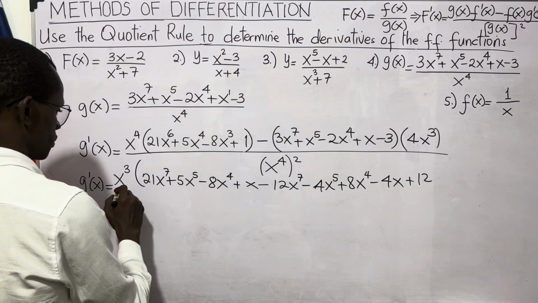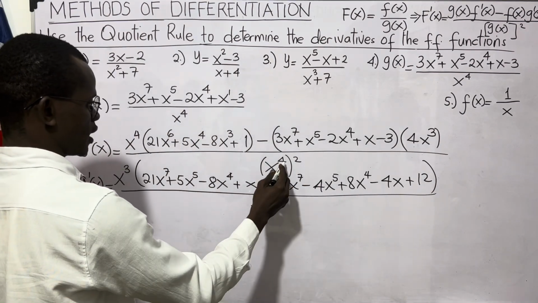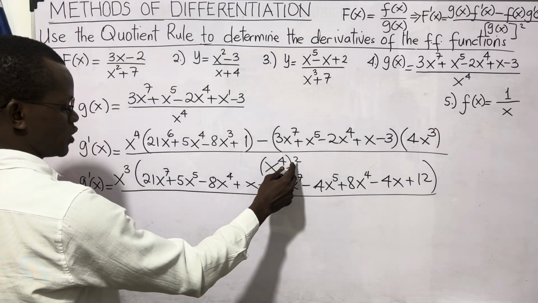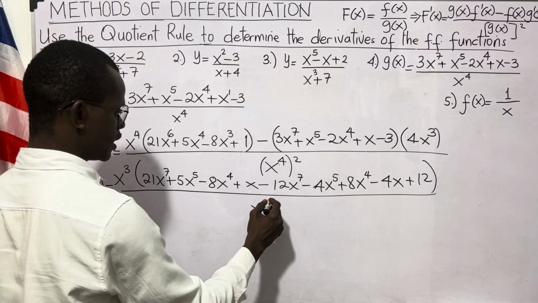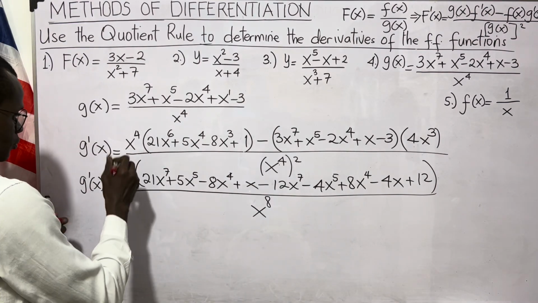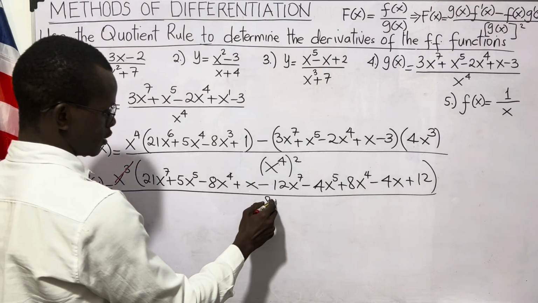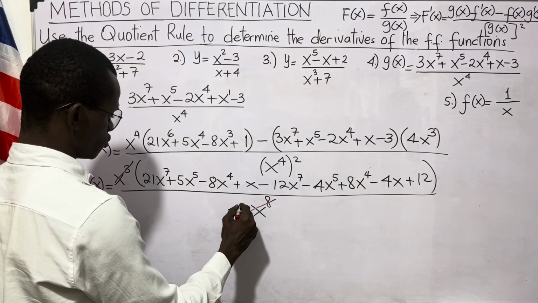Okay, let's put this in parentheses, all divided by x to the 4th raised to the 2nd power. Power to power rule, we multiply. 2 times 4 is 8. Now this x to the 3rd power can cancel, and then we can take it from within this x to the 8. We are left with x to the 5th.